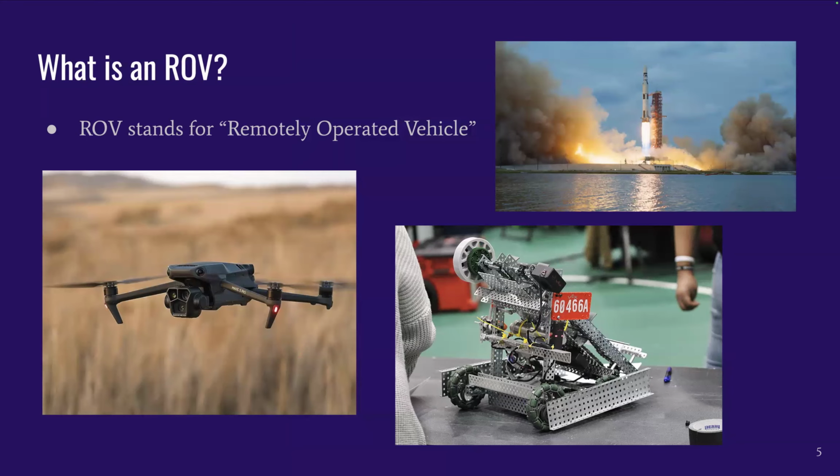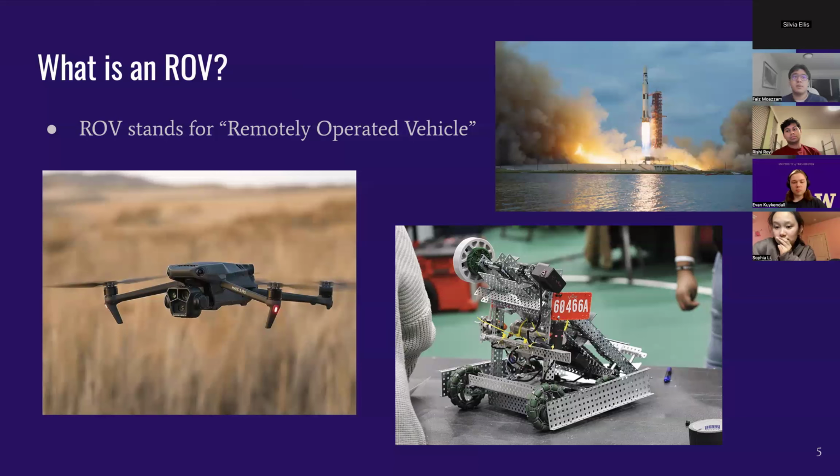So first, let's start off with what an ROV is. We've been throwing this acronym around a lot, and some of you might not be familiar with what it actually means. It stands for Remotely Operated Vehicle, and as the name suggests, ROVs are vehicles that can be accessed and controlled remotely, which can be really helpful in a lot of different applications that we'll talk about.